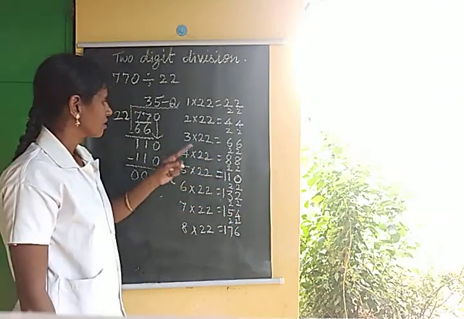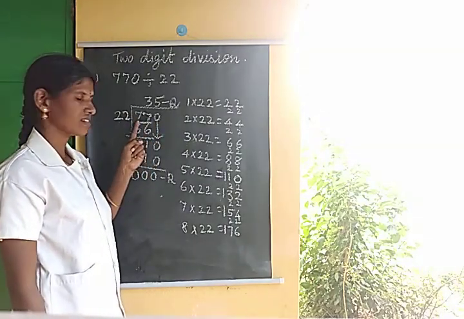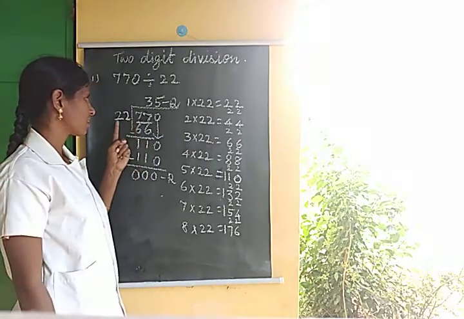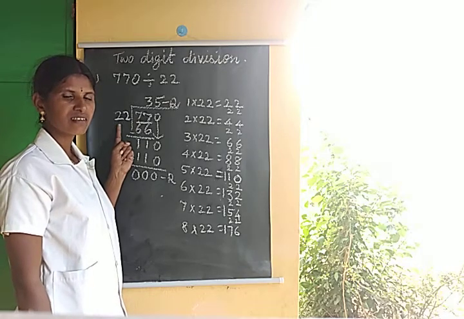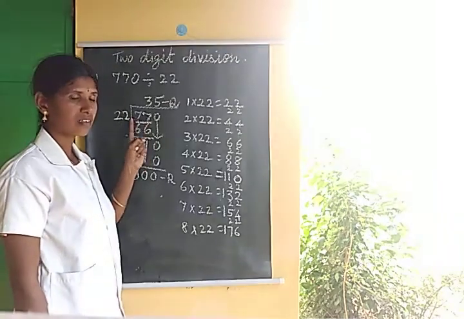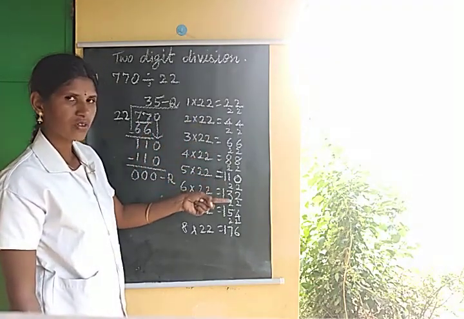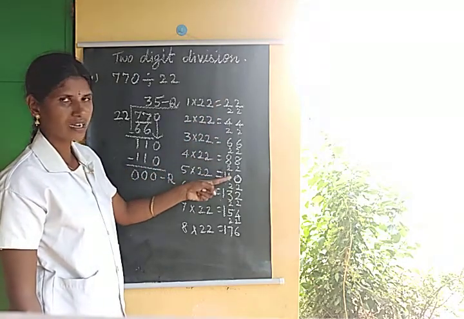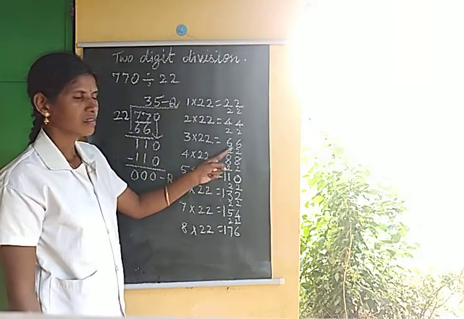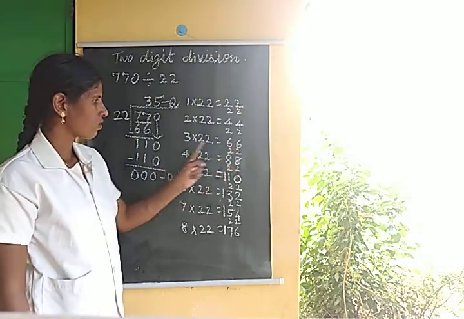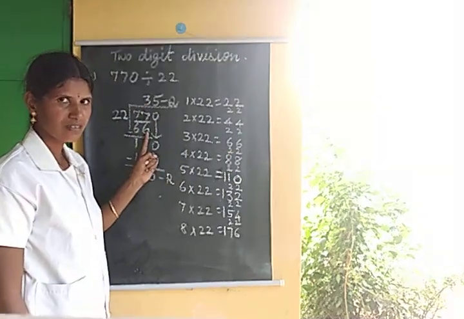Okay. Then come to the question. 770. First take 1 digit. In a 1 digit number, a 2 digit number will not come. That is, in 7 there will not be 22. Okay, 7 is a smaller number. So take 2 digits, that is 77. 77 is there in the answer? No. 22, 44, 66, 88, 110 is there. There is no 77. Less than 77 is 66. 66, how many times? 3 times. That is 3 22s are 66.